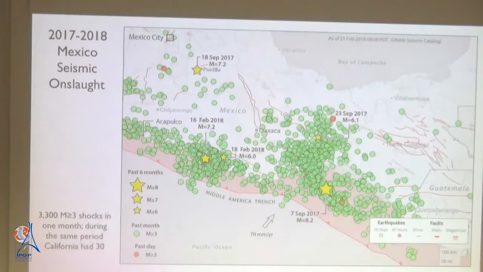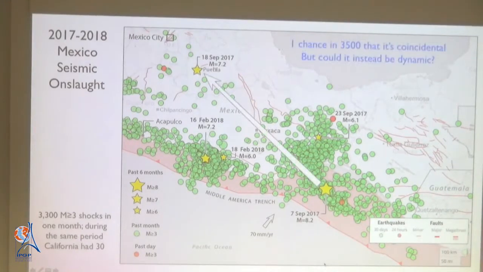You know that we've just had an 8.2 and two 7.2 magnitude earthquakes in the last year in Mexico. In this picture, there are 3,300 magnitude 3 and larger earthquakes in a month. During the same month, California had 30. Now, what's interesting is that the Puebla earthquake up here occurred 12 days after the 8.2. Is there a dynamic relationship there?